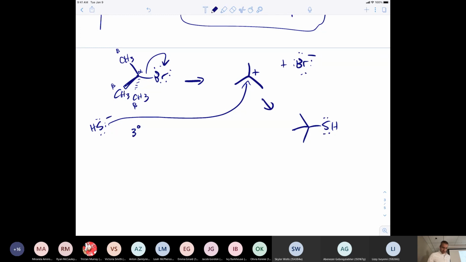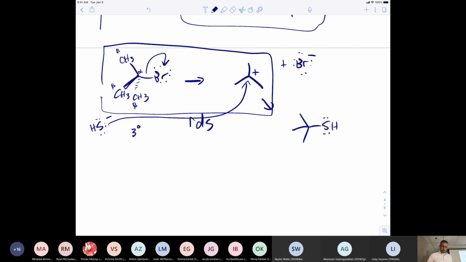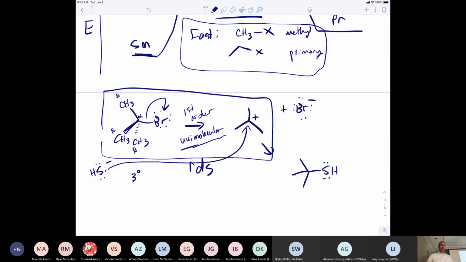So the rate determining step, because this is the RDS, rate determining step, we call this unimolecular because only one molecule is participating in that first step. Only the substrate, only the alkyl bromide is reacting, breaks in half, loses the bromide, and yeah, first order. Unimolecular. We have good names for things in chem. Unimolecular means one molecule. Couldn't be clearer. Okay, so that's where we're at.